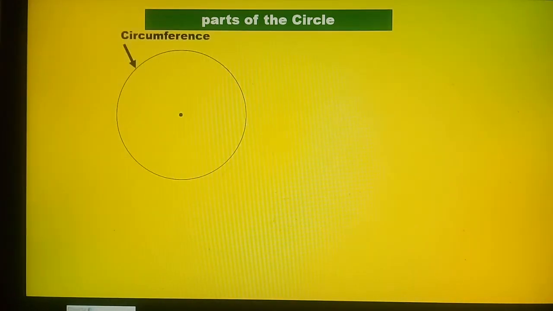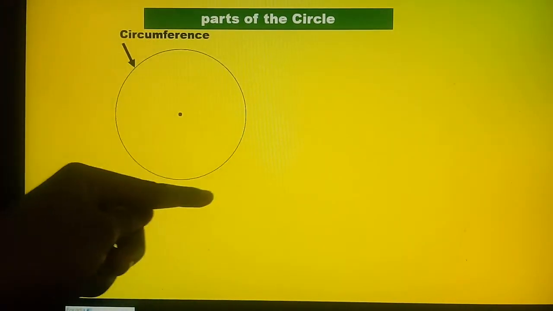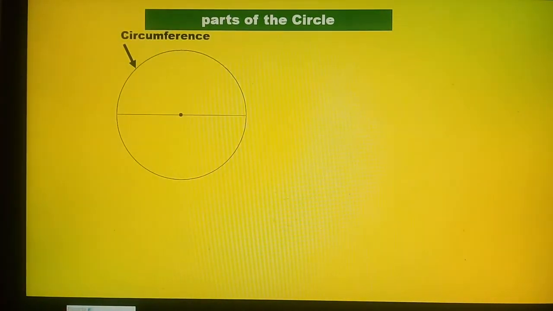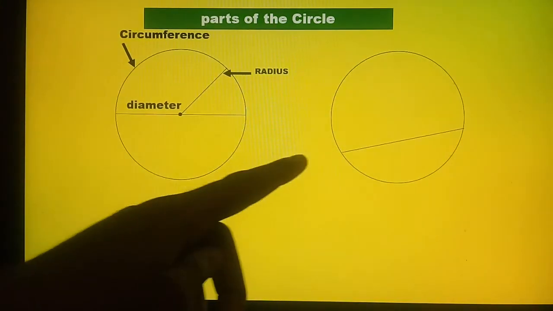Okay? We have now what we call circle theorems in grade 11. What we have to know in circles now. First of all, we have to remind ourselves of the parts of the circle. This is our circle. We have the circumference. We have this line, what do you call that line? It is a diameter. And we have that line, what do you call it? The radius.